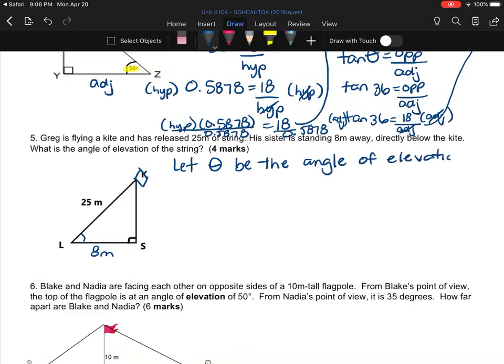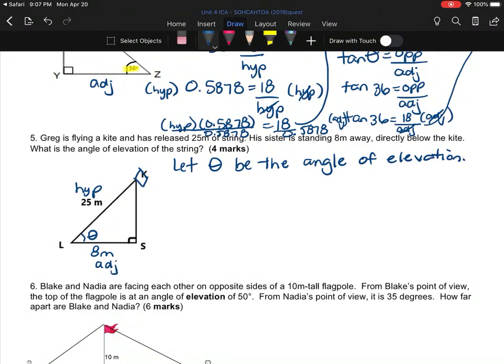Let theta be the angle of elevation. Whatever you choose, that's why the let statement's so important, right? So then I know what you're thinking. So there's my theta, so the angle of elevation. So now I'm going to label the triangle.